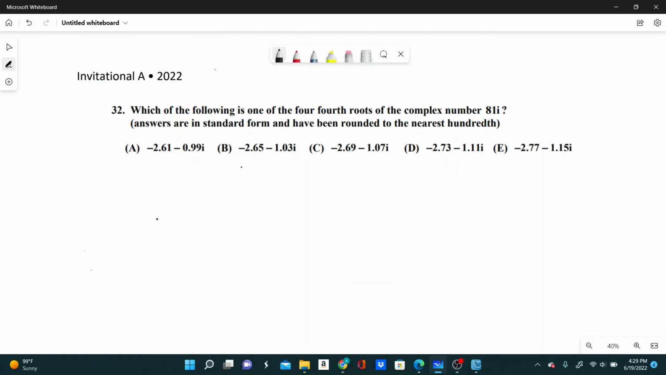Number 32. Which of the following is one of the fourth roots of the complex number 81i? Answers are in standard form and have been rounded to the nearest hundredth. So to do this, we're going to use something called, I don't actually know how to say this, de Moivre's theorem, and it's for taking complex numbers to powers.